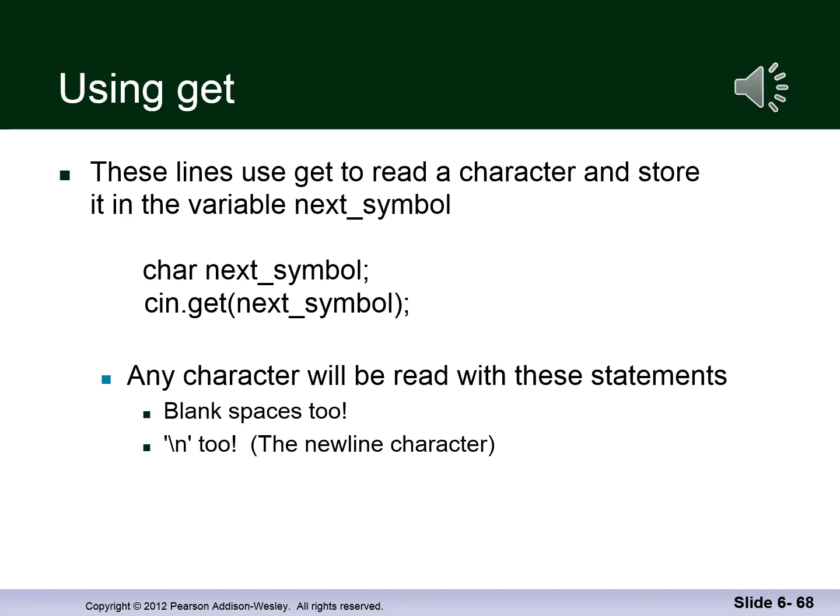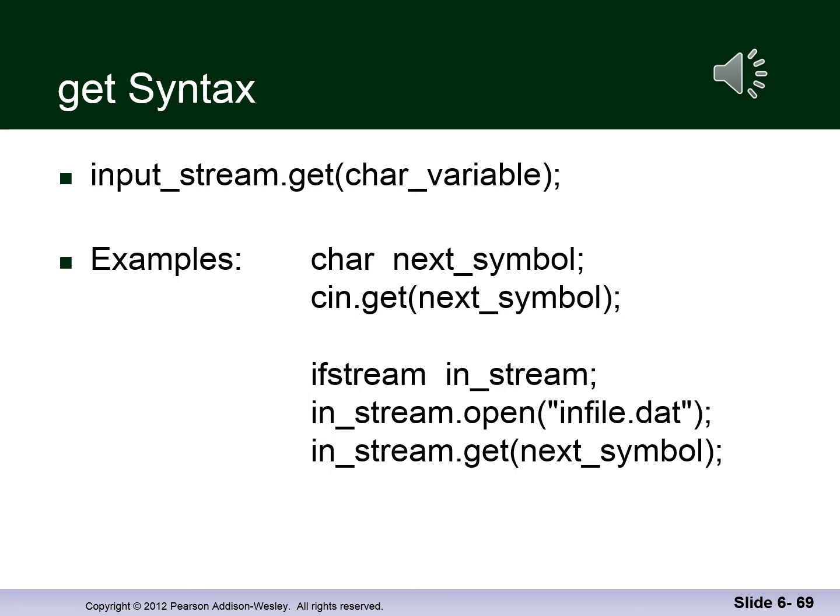Here is the syntax for the get member function and examples of it used with cin and ifstream. You've got the input stream object dot get, and then the char variable is the argument. The first example is the one we saw on the previous page, declaring a char called next symbol, cin.get to get the next char in the input stream and placing its value in next symbol. Very similar: declare an ifstream object called instream, instream.open connected to infile.dat, instream.get next symbol calls the get member function of the ifstream object instream. In this particular case, it would take the first char in the infile.dat file and copy its value into next symbol.